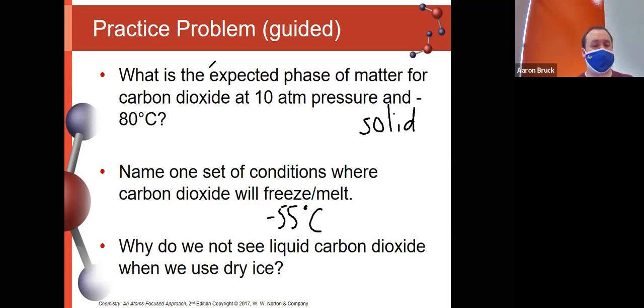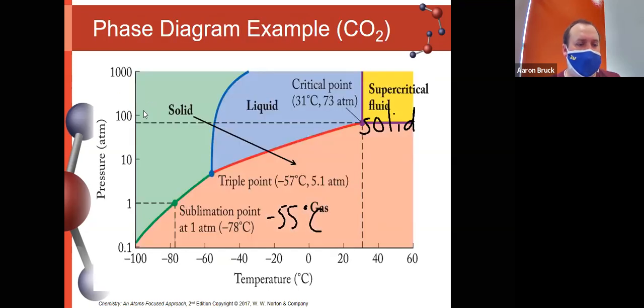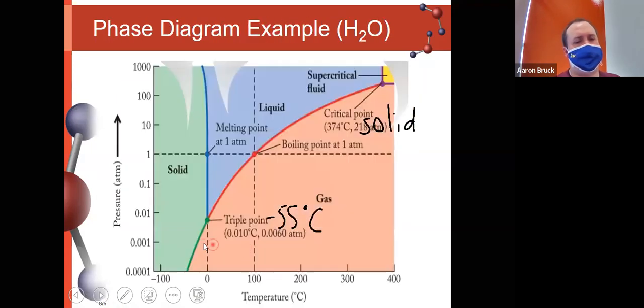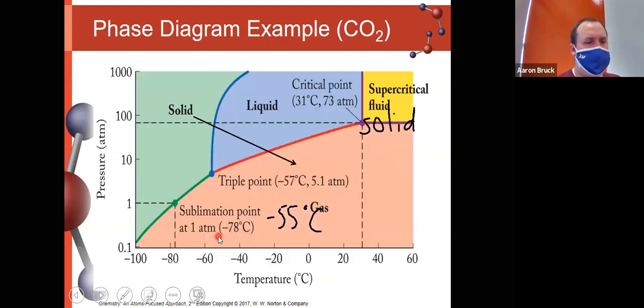Final question we've already answered. Why don't we see liquid carbon dioxide when we use dry ice? Well, again, we look at our phase diagram. We exist at one atmosphere of pressure, and at one atmosphere of pressure, we never cross over into liquid. The only two phases that exist at one atmosphere are solid at low temperatures and gas at high temperatures. All right, any questions about those three?